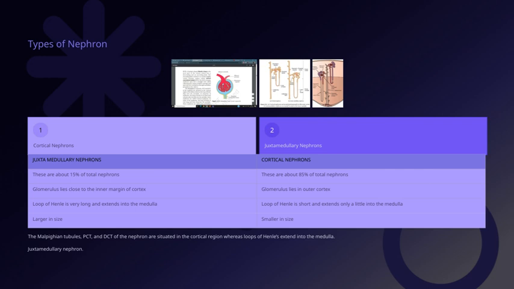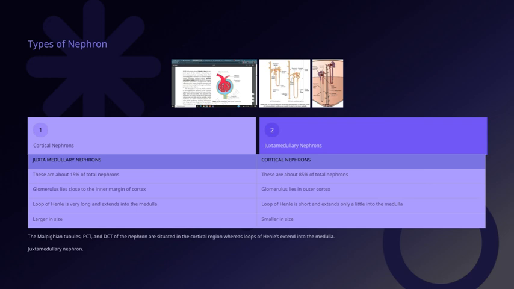In contrast, most nephrons, about 85%, are called cortical nephrons. Their glomeruli are located in the outer cortex, and their loops of Henle are relatively short, only extending a little into the medulla. They are also smaller in size compared to juxtamedullary nephrons. So, to summarize, the juxtamedullary nephrons, although fewer in number, have longer loops of Henle that go deep into the medulla, making them essential for water conservation.